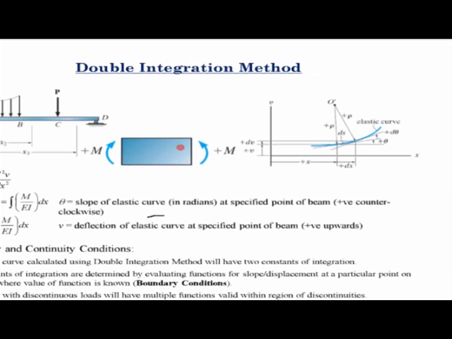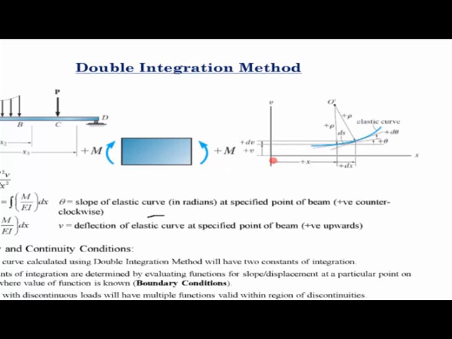Theta is the slope of the elastic curve of the beam at any section, and v is the deflection. Now, before I proceed further, I'd just like to draw your attention to the sign convention that we used in this method for specifying the theta and the v.